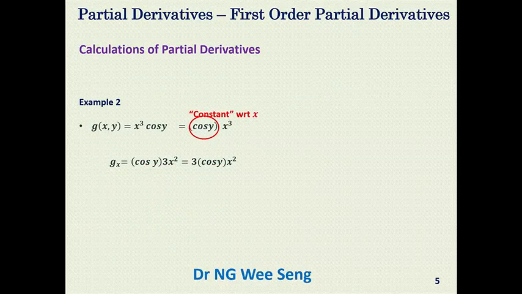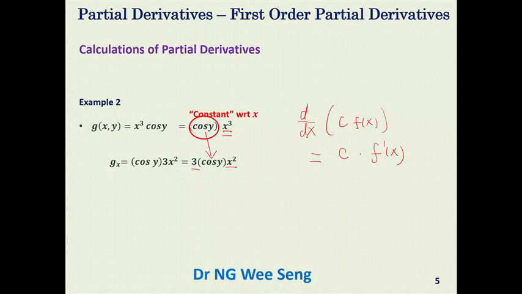Let's look at an example involving products. This time the function g is the product of x to the power of 3 and cosine y. First we differentiate g with respect to x. Cosine y becomes a constant. So when you differentiate a constant multiple of a function, what you get is the same constant multiple multiplied by the derivative of the function. And this is exactly what we are doing here. We keep the constant cosine y and we differentiate x to the power of 3 with respect to x. That will give us 3x squared.